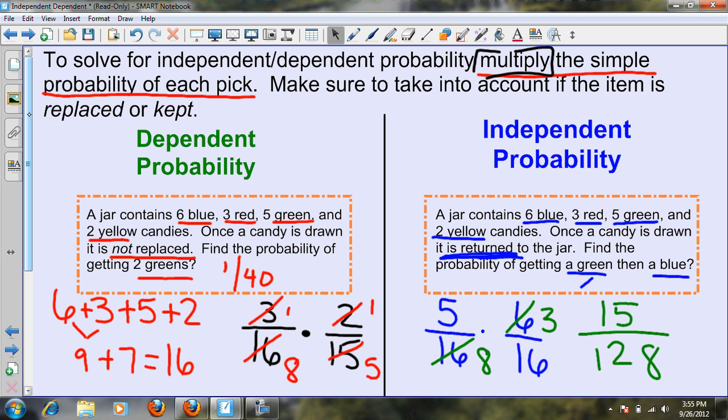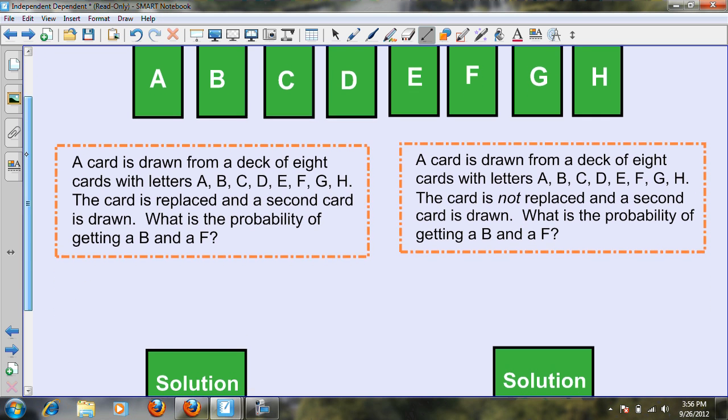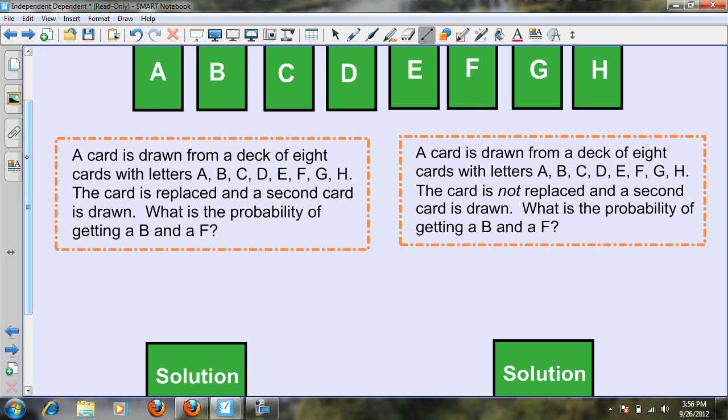Independent and dependent probabilities. Remember, your rule is to multiply the simple probabilities of each pick. Let's look at our guided practice here. A card is drawn from a deck of 8 cards with letters A, B, C, D, E, F, G, and H. The card is replaced and a second card is drawn. What is the probability of getting a B and F? Keyword here: replaced.